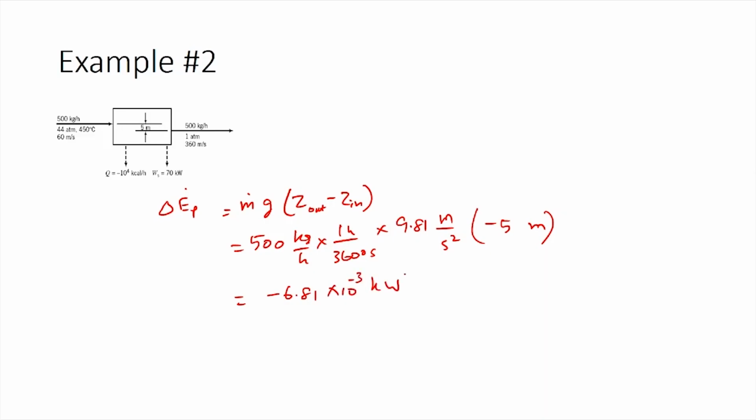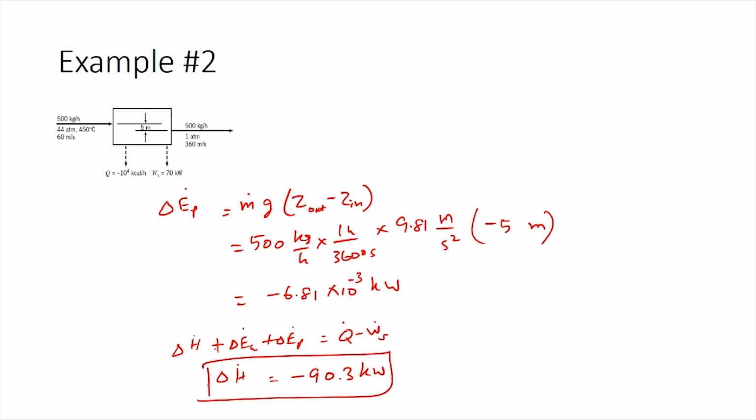Now that we have the potential energy and kinetic energy, we can substitute them back into the equation delta H dot plus delta Ek dot plus delta Ep dot equals Q dot minus Ws dot. By substituting here, we can calculate delta H dot as we already know Q dot and Ws dot. By converting them to appropriate units, we can use them in this equation and get delta H dot as minus 90.3 kilowatts.